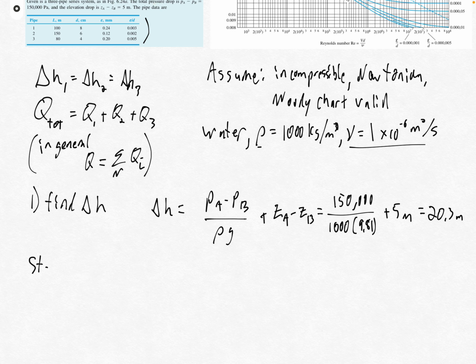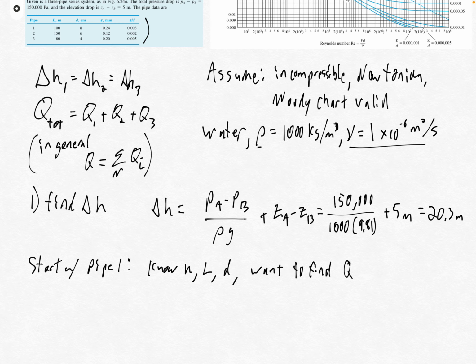So start with pipe 1. So we know H, we know L, we know D, but we want to find Q. So this was one of our type 2 problems. Remember, in a type 2 problem, we're trying to find the flow rate or velocity. The thing that makes a type 2 problem a little bit tricky is that in general we're going to have to do some iteration.